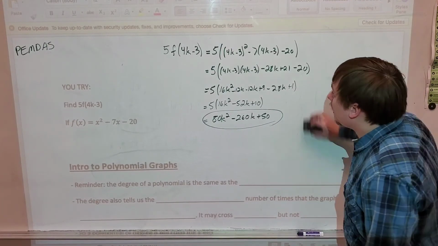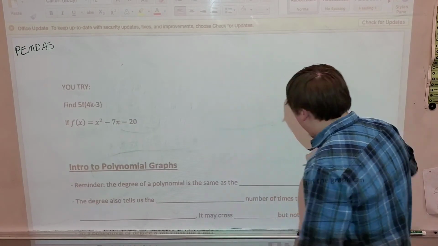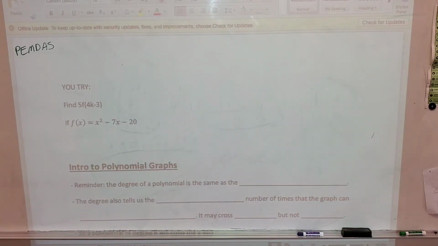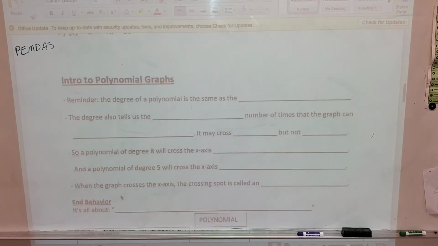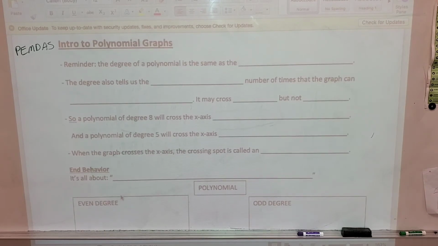Okay. So now the next. That's all we have for the notes of evaluating polynomials. Now we're going to move on to the graphing. A little bit of straightforward notes here, a little bit of guided notes, and then we'll see how this all ties together. Okay. So intro to polynomial graphs.